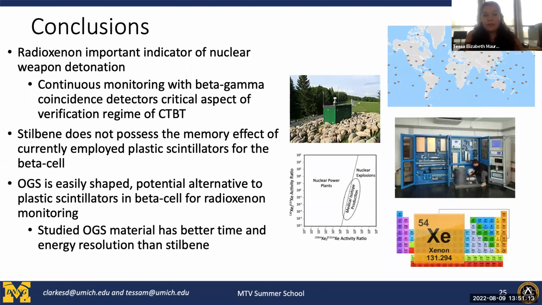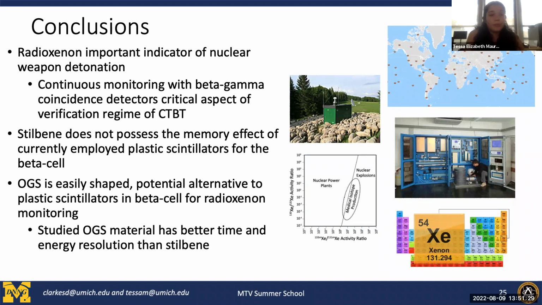We do have a problem though with the beta cell specifically. The plastic scintillators that we usually use for the beta cell don't have very good resolution, and they have something called memory effect. And so we've looked into some possible alternatives.